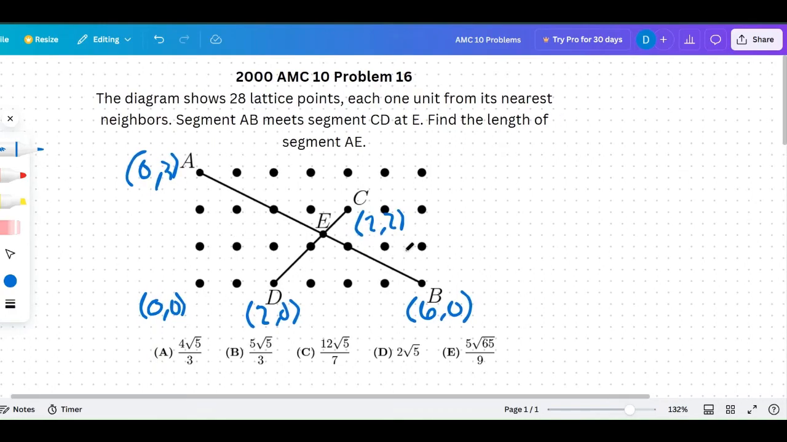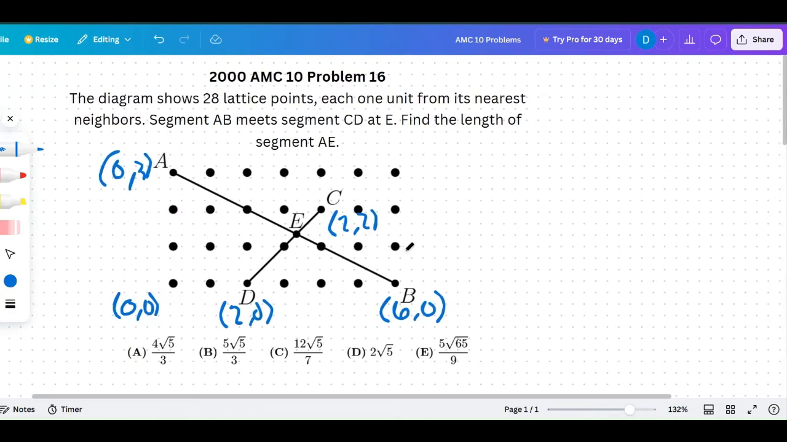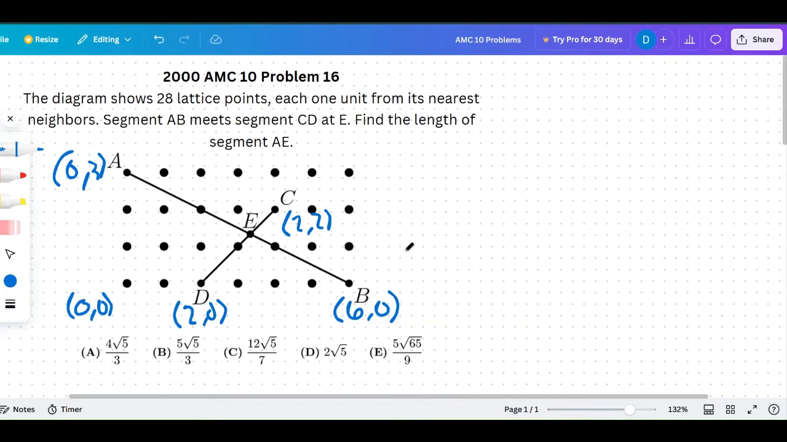To find the equation of the line AB, we first have to find the slope, rise over run: y2 minus y1 over x2 minus x1. And when we do that, we find that the slope is negative 1/2.